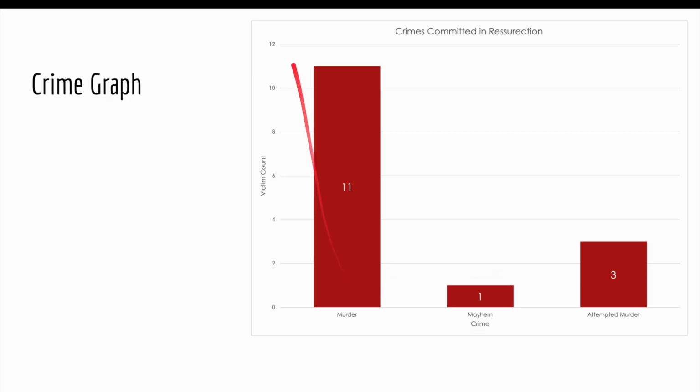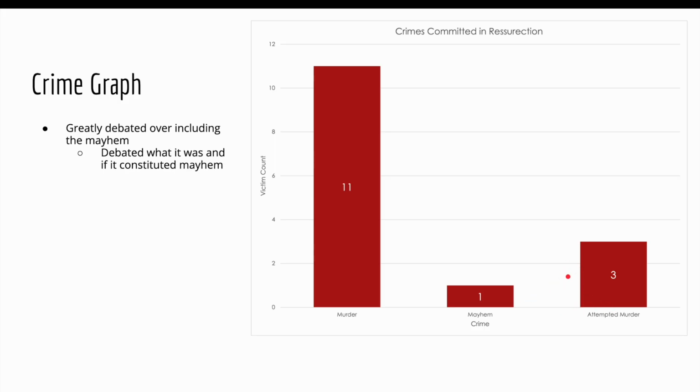As you can see, most of them were murders, with 11 murders, only 1 mayhem, and only 3 attempted murders. I will say, I greatly debated over including the mayhem and one of the attempted murders, because with the mayhem, I debated what it was and whether it constituted mayhem, and it isn't, but it felt important. And the mayhem is Dexter putting the chainsaw around Charlie's neck while he is in the back seat in order to threaten her.